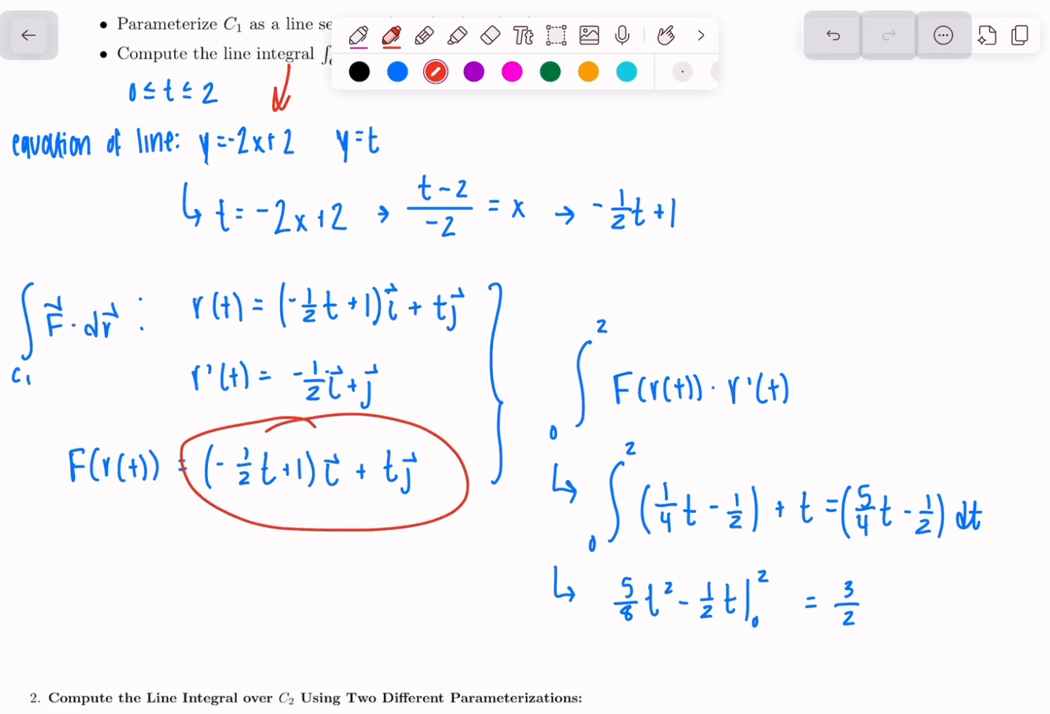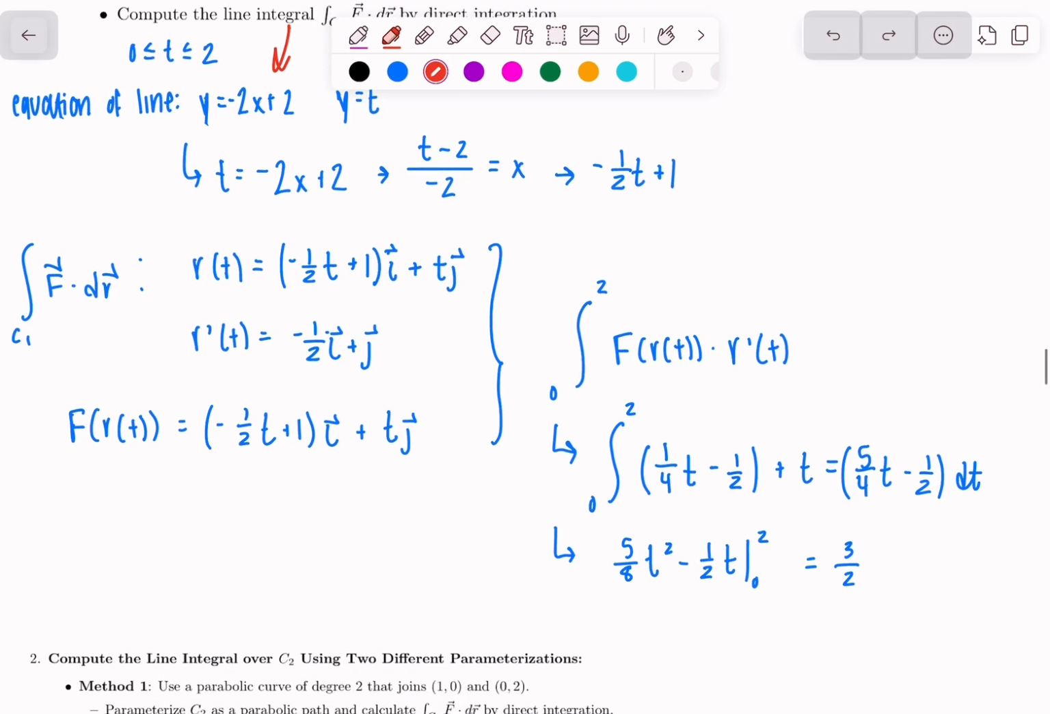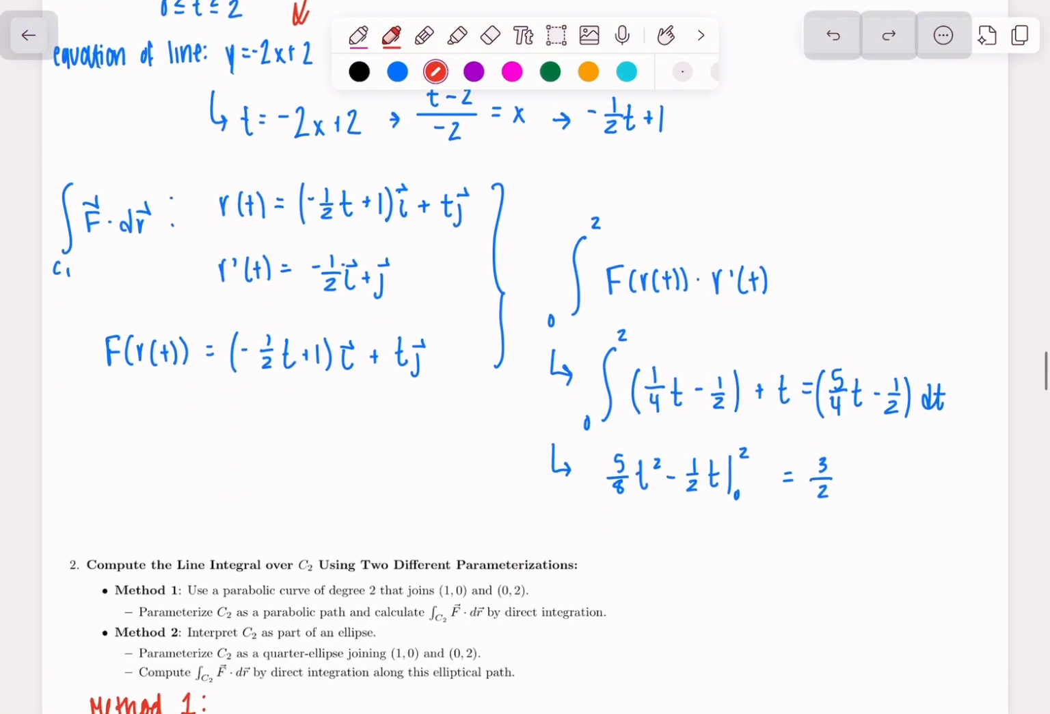Then we can dot product that with r prime(t) and put that over our integral. We already set our bounds of t, so it's going to be from 0 to 2, and we get this integral. I went ahead and integrated that, and I got 3 over 2. The second step is to find the line integral over C2.